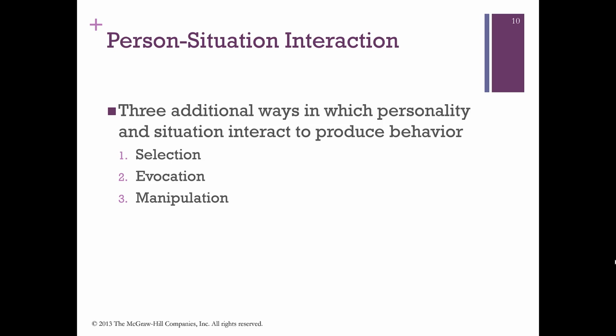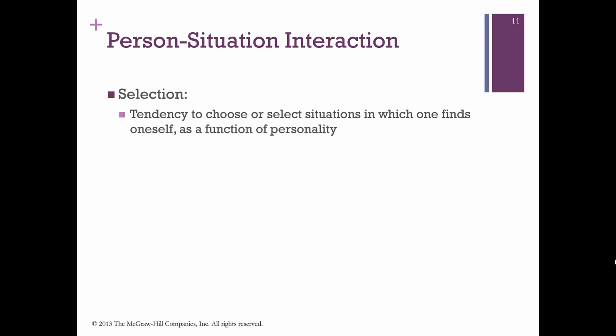There are 3 additional ways that personality and situation interact to produce behavior: selection, evocation, and manipulation. First, there's situational selection, where we tend to choose the situations we end up in based on our personality. Put another way, we don't typically find ourselves in random situations. So you didn't just end up in college. There is something in your personality or behavior that led to you being here. Same for if you end up in graduate school. Trust me, it's not because you love doing the work 100% of the time.